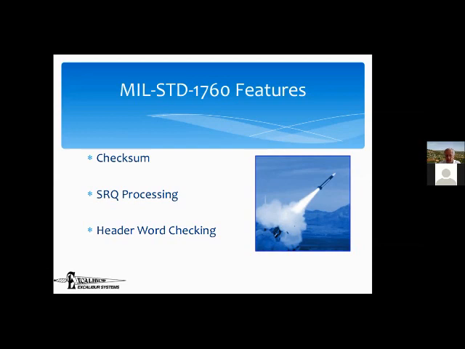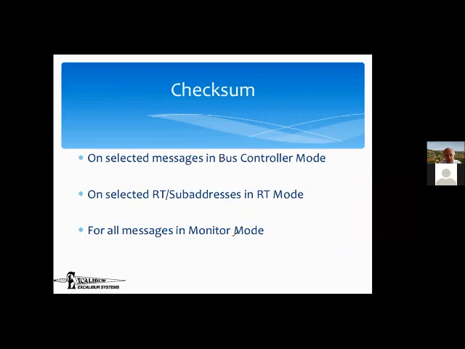We mentioned before that there's a parity check, and a parity check can tell you if there was a single bit error, but it can't tell you if there's a double bit error. Checksums are much more sophisticated, and they can tell you for pretty much any number of errors. And you can imagine why, in the case of a nuclear-tipped missile, you really would want to decrease your chances of error even more than usual. SRQ processing, I had promised to discuss, and we will do that shortly. And then there's a thing called a header word. So we'll get to them now one at a time.